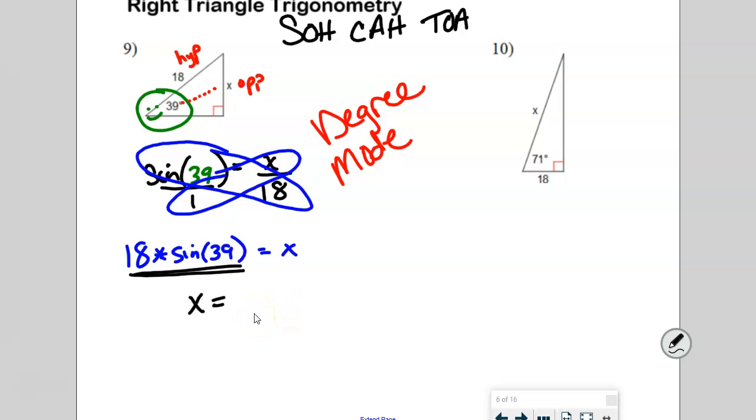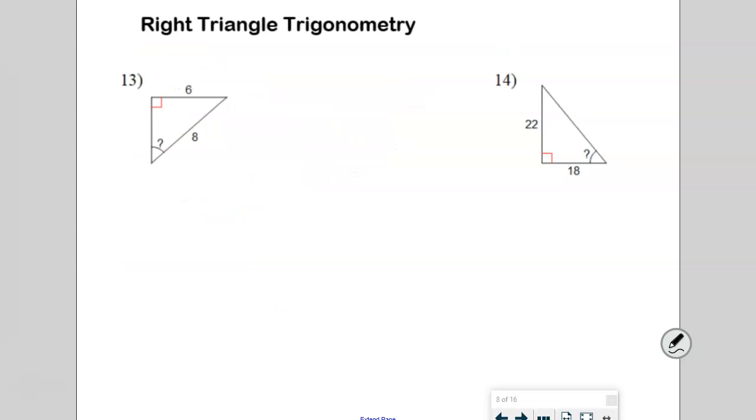Speaking of which, I wanted my calculator out, but I do have the key. And turns out this guy, oh, sugar, I never solved this. All right, let me find the calculator. 18 times sine of 39, just type carefully. You're getting about 11.32. And that's our answer.